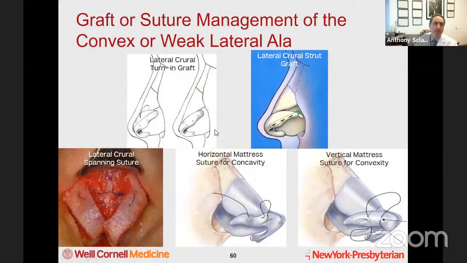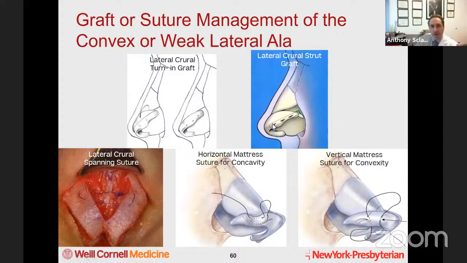Other things that you can try to manage a weak or convex crus, if it's just flailing in, you can stiffen it up. You can take a cephalic strip, take that piece that you would normally excise, and make a pocket underneath, between the vestibular mucosa and the lateral crus, and tuck that extra cartilage inside and suture that together as a sandwich to stiffen up that cartilage. You can do a lateral crural spanning suture across the lateral crura. Pull that in. The tighter you pull, the more that's going to pull in if you still have some bulbosity.